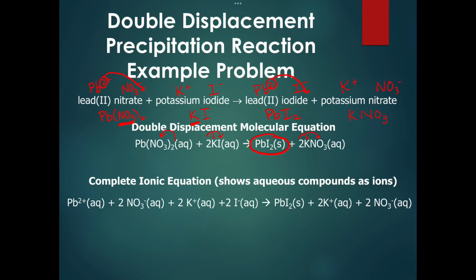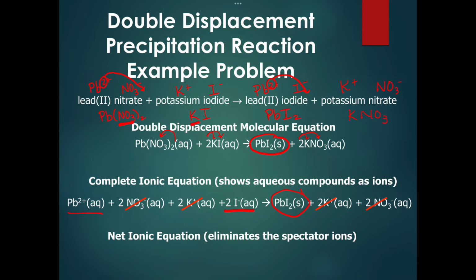So there we are. Now we would go through and cancel out all of our spectator ions. Remember, spectator ions are ions that show up on both sides of the equation in the exact same way. So our spectator ions here are going to be nitrate because it shows up as 2 nitrates on both sides, and potassium because it shows up as 2 potassiums on both sides. So our actual equation that's happening is lead is reacting with iodide to make lead iodide. So that is our net ionic equation.